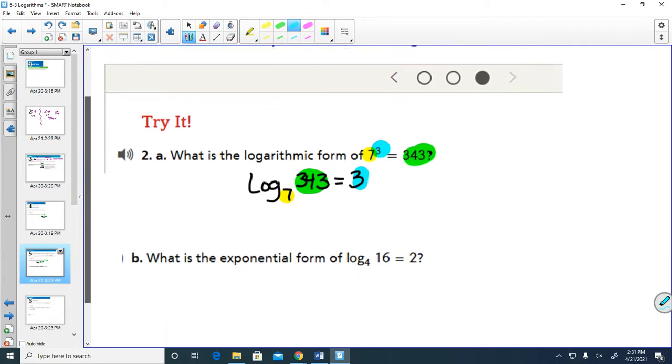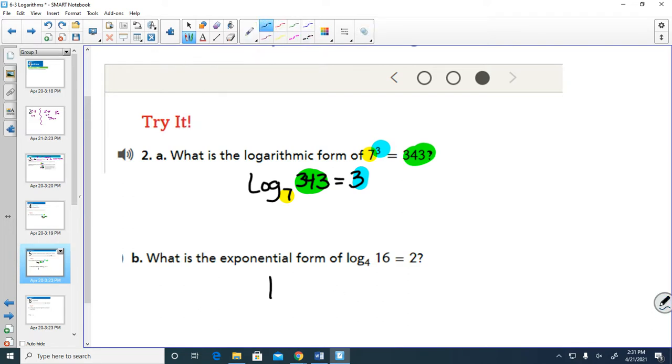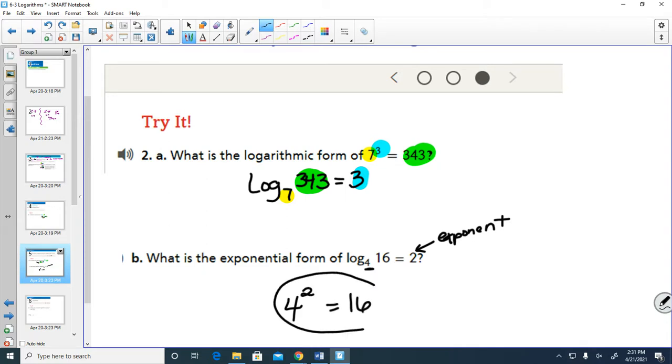We'll also have to work the other way. Log base 4 of 16 equals 2. I'm recopying the problem. I need to change that to exponential form. So what is the base? Well, the base is going to be 4. This 2 is going to be the exponent. And 4 squared is in fact equal to 16. So that's the exponential form.